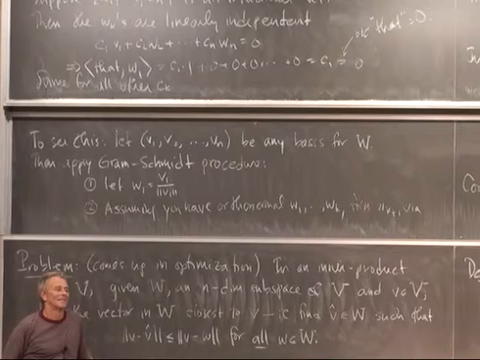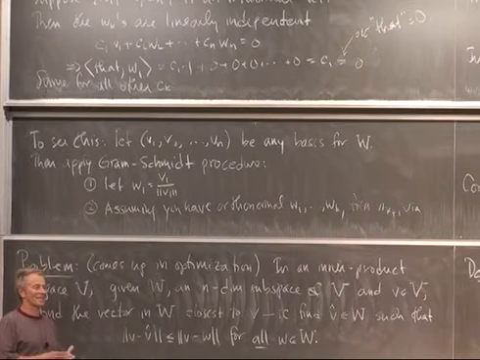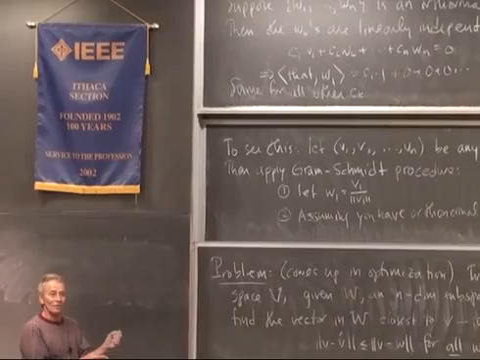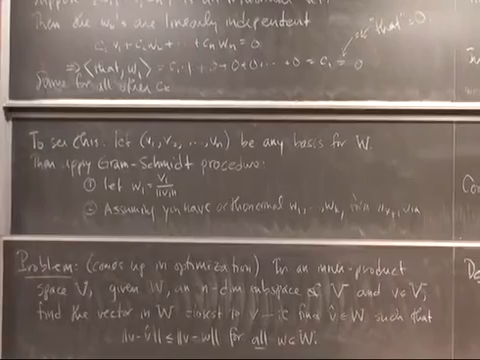Okay, let me repeat the question and I'll count the seconds again. All right. I've got this vector V, I've got this subspace W, and I want to find the vector in W closest to V. What if V, that vector, is in the subspace W? What is that vector V hat? Yes, V. Okay, so it's trivial.